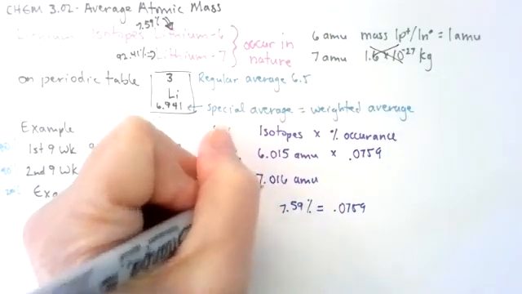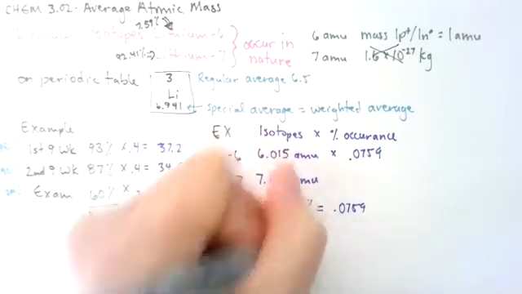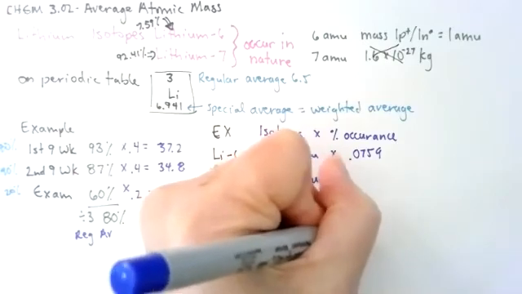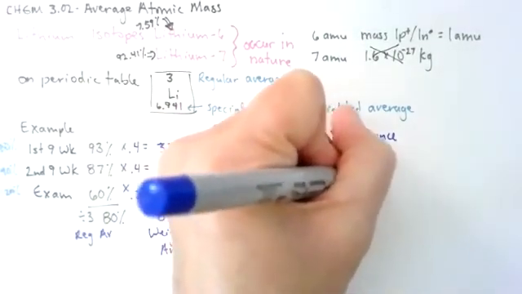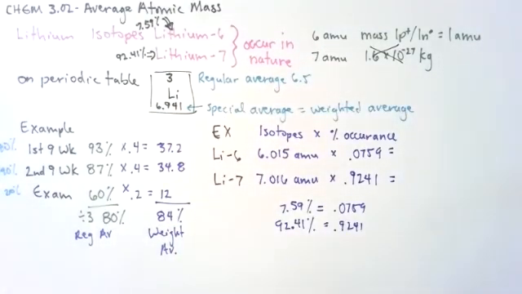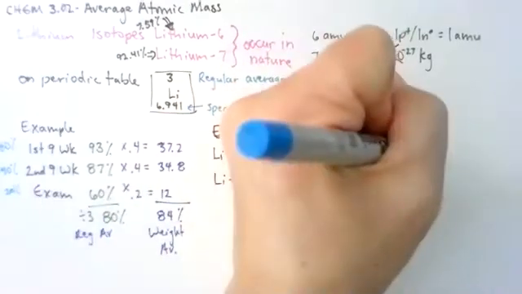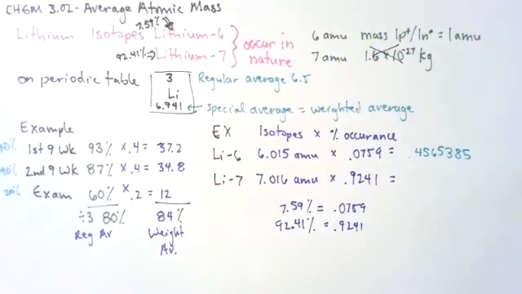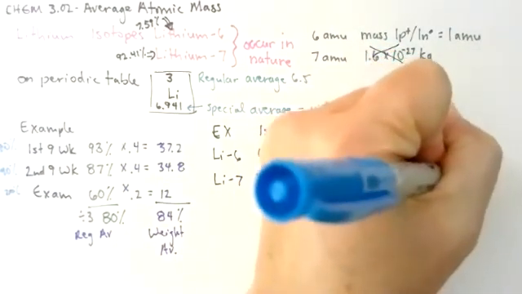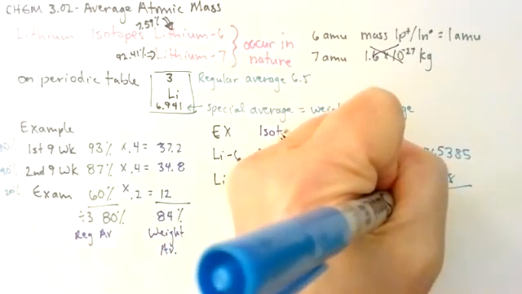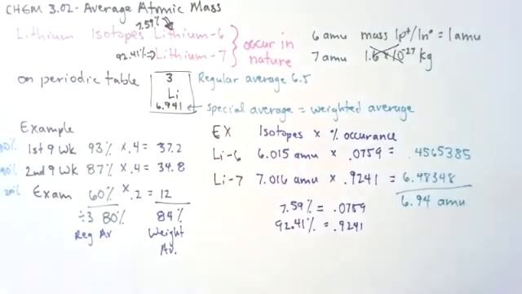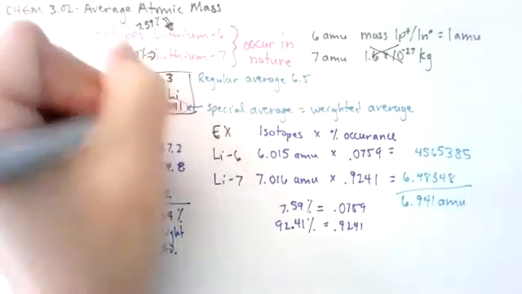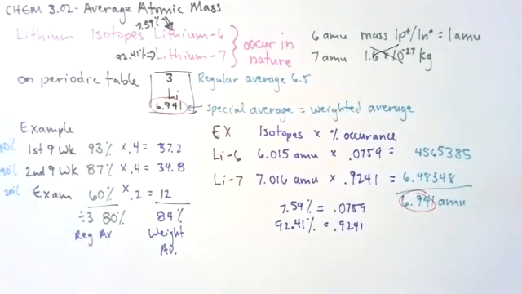And the lithium 7 is present as 92.41%, but I need to change that to 0.9241. And when I multiply those out, I get 0.4565385. Notice how many decimal places I have here. This is the one time you don't want to overround. This becomes 6.48348. And when I add these together, I end up with 6.94 AMU. Actually 6.941. So that's where the numbers on the periodic table come from. We have a weighted average.